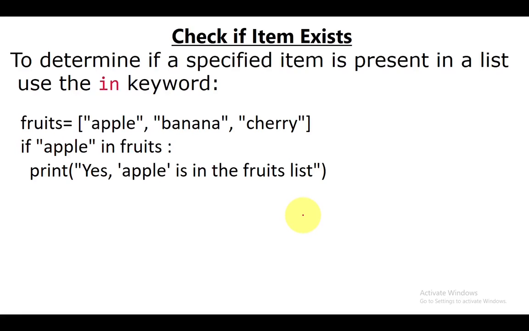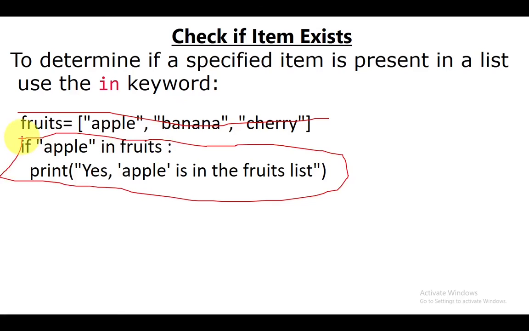Check if items exist. To determine if a specified item is present in a list, use the in keyword. So we have our list right here, fruits. Then we now added an if clause to it. That's what this is. So we have our list. Then I say if apple in fruits. That's what we're saying. If apple is present in the list, print yes, apple is in the list. So we're just running a check on this list.